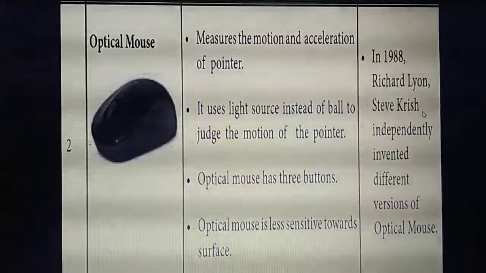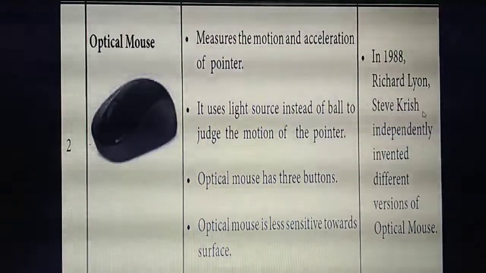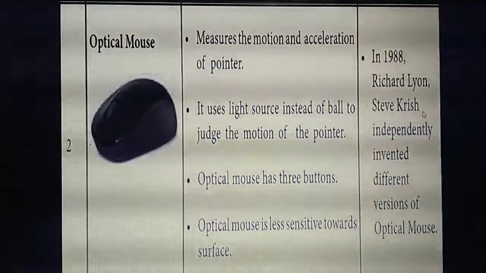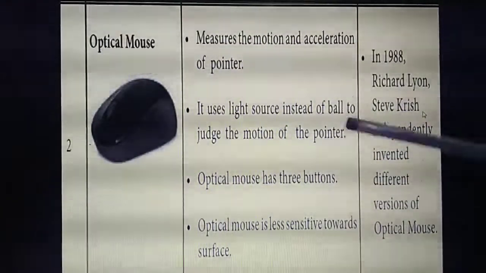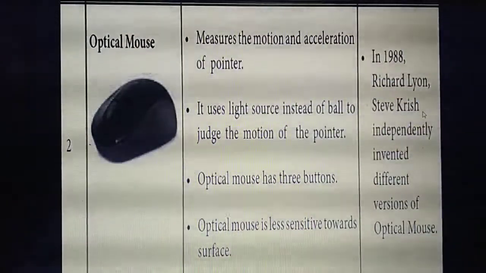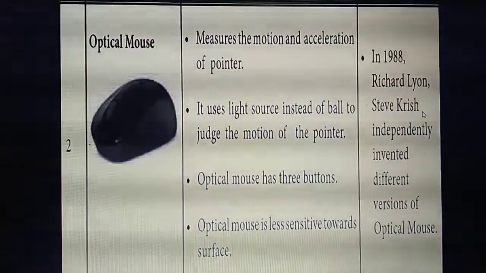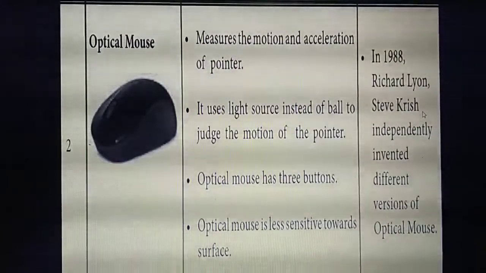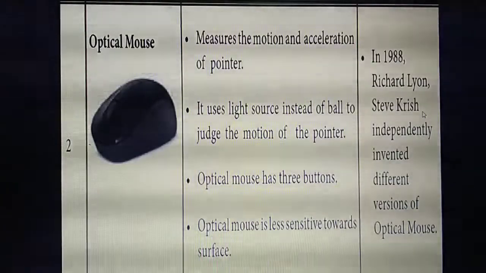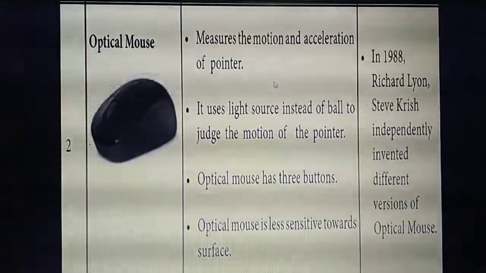Here, what's the important thing? In the first, mechanical mouse, the important feature I said was that a ball-like structure is present at the center. But here, instead of that ball, a light source is used to judge the motion. At the bottom of the optical mouse you can see one light, a red or blue light source. Using that light instead of the ball, we judge the motion of the pointer.